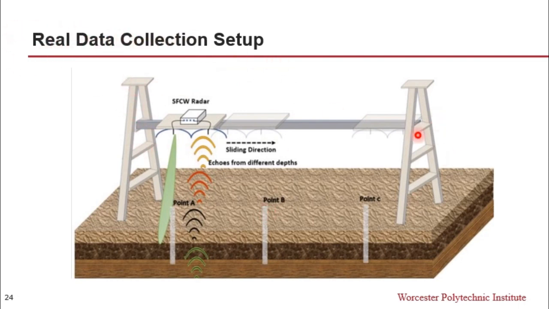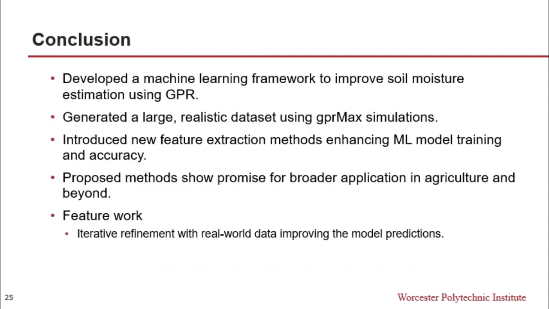Here is a representation of our real data collection setup at WPI. We use two stands to mimic the same scenario of a hovering drone coupled with a GPR signal. And we are using 1.5 gigahertz using an SFCW radar with the same 40 nanosecond propagation time.